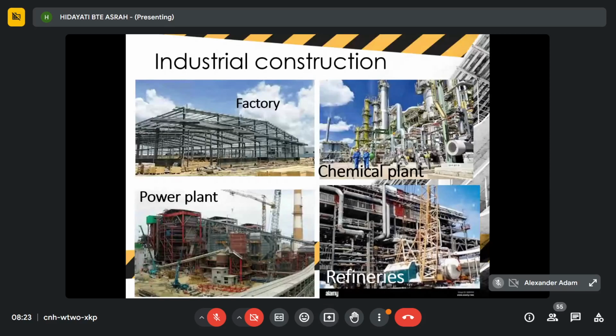Each type of construction project requires a unique team to plan, to design, to construct, and to maintain the project.